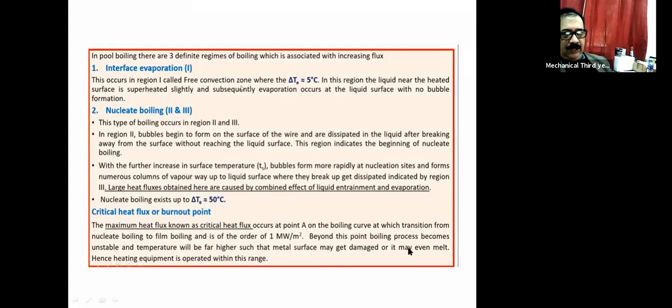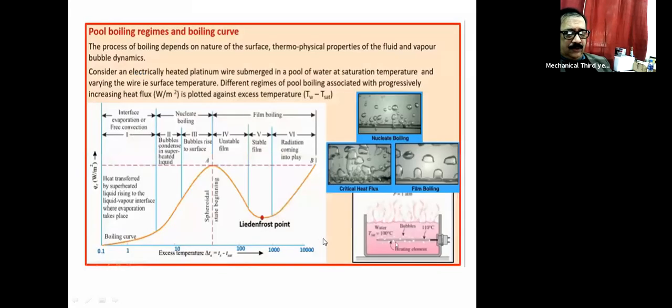Beyond this point, the boiling process becomes unstable and the temperature will be far higher, such that the metal surface gets damaged or it may even melt. That is why this heating equipment is operated with this rate. So this is the burnout point. Beyond this one, as you can see here, suddenly it can become unstable. Well, so this is about the different processes.